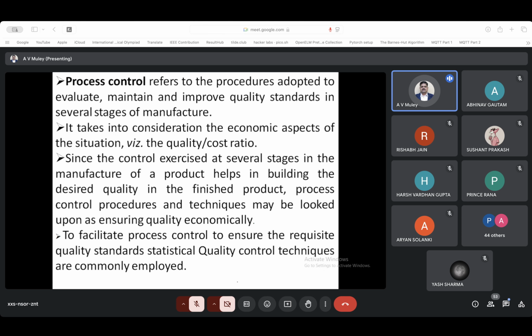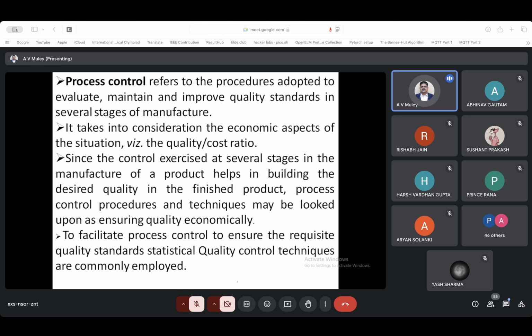Process control refers to procedures adopted to evaluate, maintain and improve quality standards in several stages of manufacture. It takes into consideration the economic aspect of the situation, that is the quality by cost ratio. Because the quality by cost ratio is called value. So when you make this, you are adding, for example, the value to that particular product.